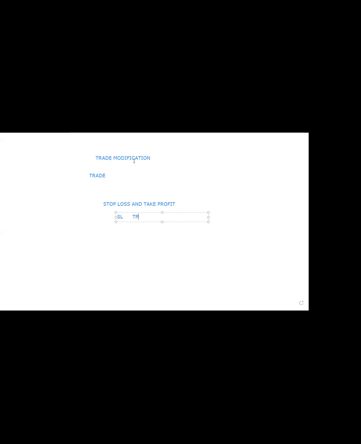But before we go there, how do we modify a trade when we are buying? How do we modify a trade when we are selling? That takes us to this formula. So write this down. Trade modification when buying. That's like a subtopic.